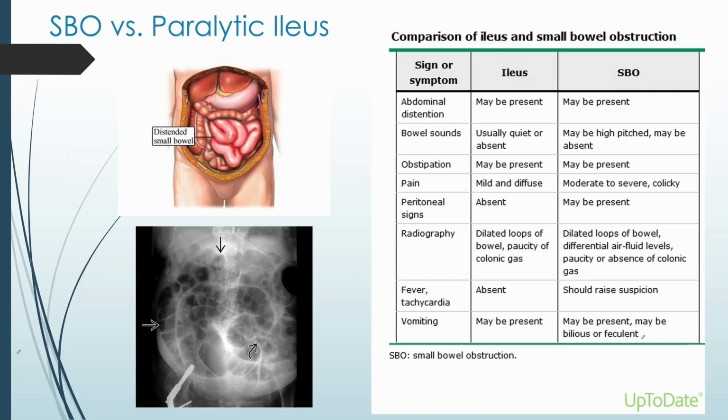A lot of questions on tests, they love to compare and contrast small bowel obstruction and paralytic ileus. So UpToDate had a really nice little chart here, comparing the two, which I think you should definitely commit to memory. This is one of those money charts.